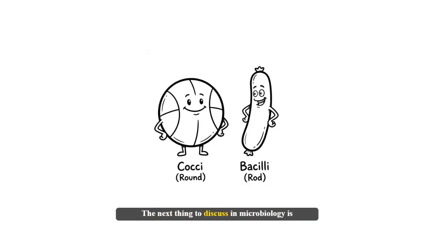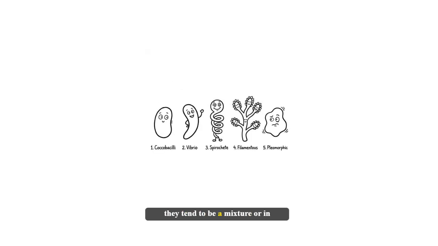Another thing to note is smell and gas. Anaerobic infections can be foul-smelling and sometimes produce gas in tissue. The next thing to discuss in microbiology is bacterial shapes. You might hear terms like cocci and bacilli. These are the two main shapes bacteria take, cocci being round and bacilli being rod-shaped bacteria. There are other shapes too, but they tend to be a mixture or in and around these two main shapes.